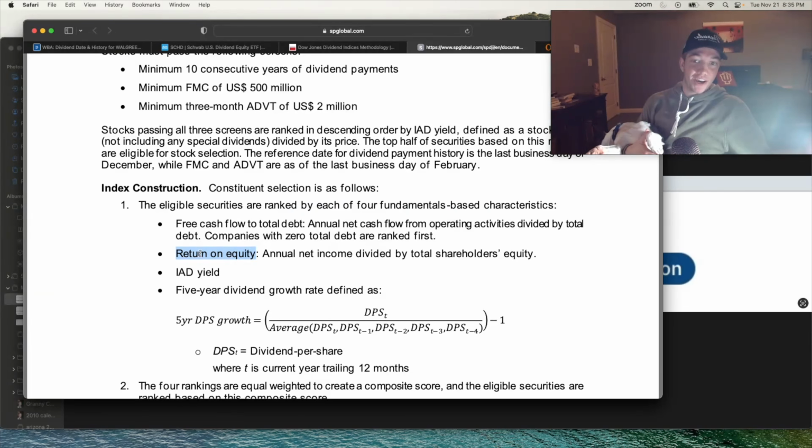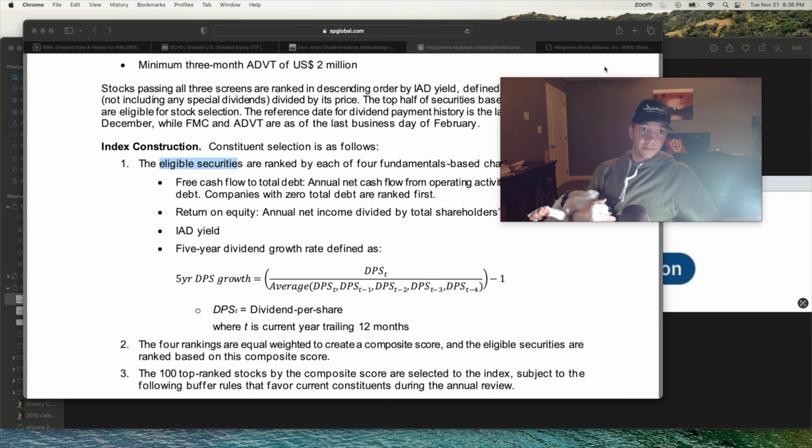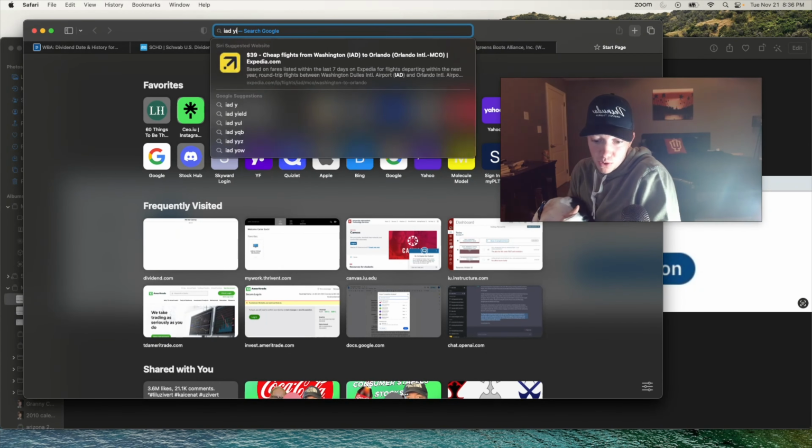But return on equity, they want a high return on equity. So in other words, a company is able to generate better returns with the equity they have invested as compared to, I guess, the risk-free rate and the other companies that are in the eligible securities list. IAD yield. I'm not even 100% sure what that means, guys. So we'll look it up really quick.